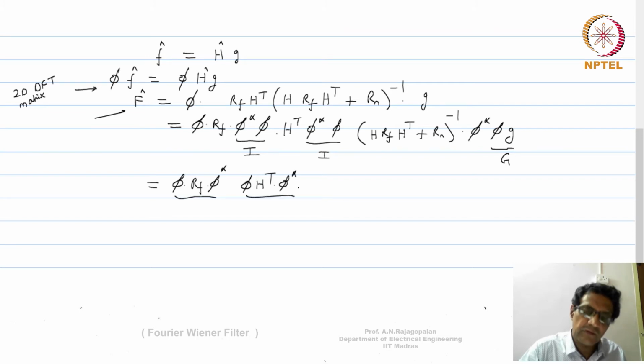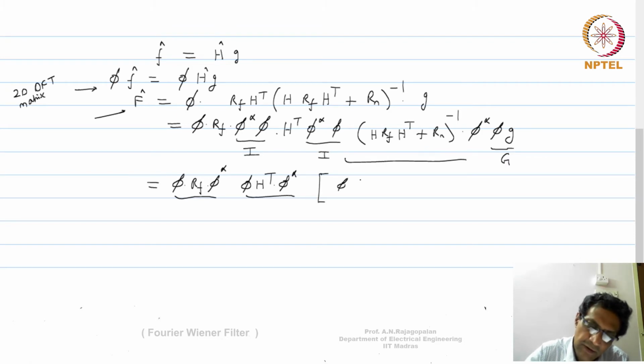Phi H transpose will give you the complex conjugate of your DFT. If it was phi H phi star, it would have been your DFT coefficient, but because it's H transpose, it will give you H star, that is the complex conjugate of your DFT coefficient. Then this whole thing, we can push the inverse inside and call this phi H RF H transpose plus RN phi star the whole inverse, and here it's G.